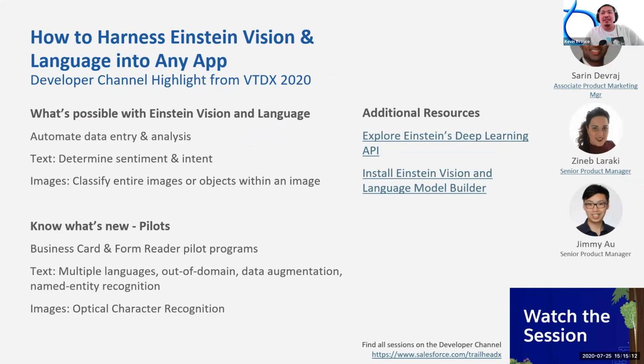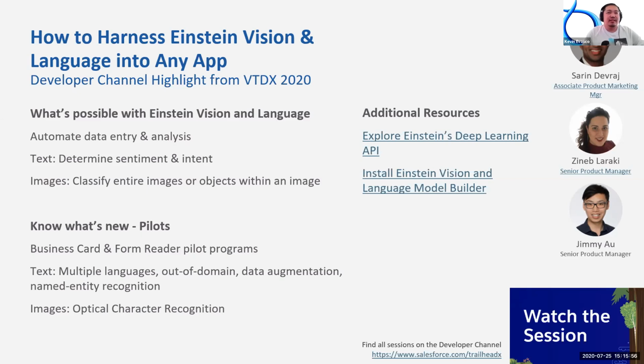Next one, this is the most futuristic one out of the developer announcements. It's about how to harness Einstein Vision and Language into any app. Einstein Vision and Einstein Language are services that are part of the Einstein Deep Learning API. They are two different AI services, but they work hand in hand. Einstein Vision uses the power of image recognition to automate data entry, analysis, and classification. Einstein Language, on the other hand, would use the power of natural language processing to determine sentiment and intent.